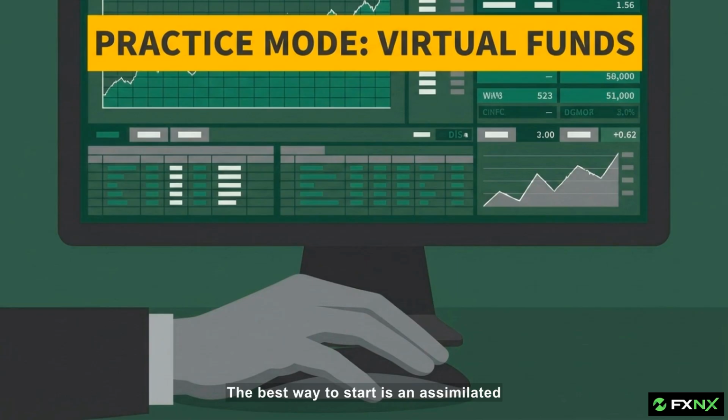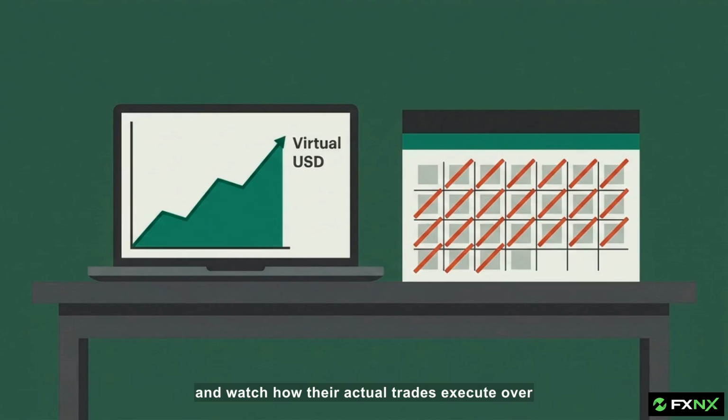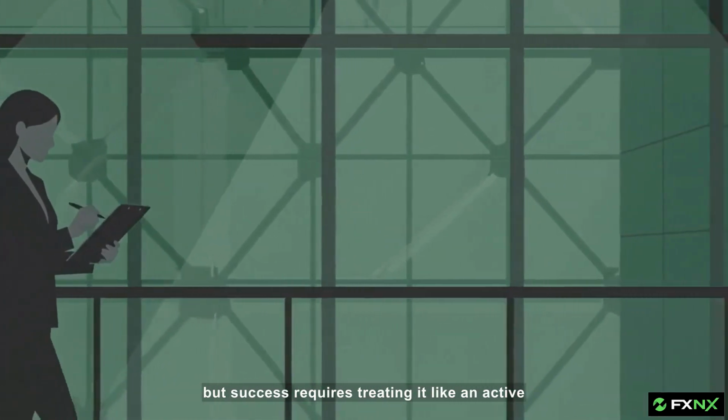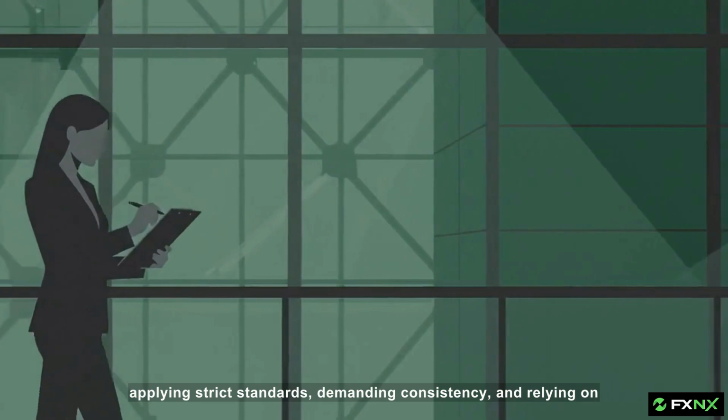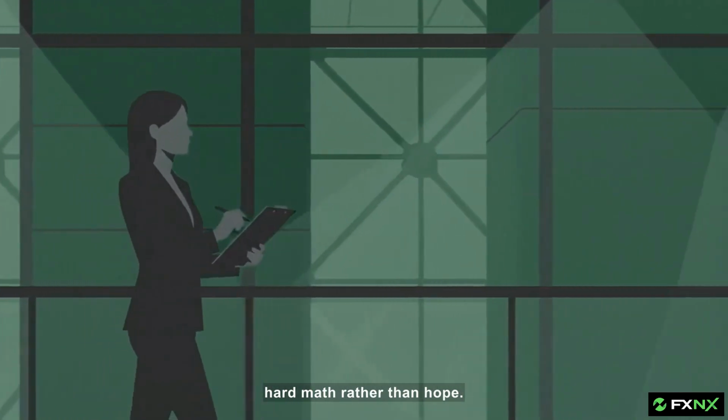The best way to start is in a simulated environment. Open a demo account, apply the risk metrics we discussed to filter for consistent traders, and watch how their actual trades execute over a few weeks without risking a single dollar. Copy trading is a powerful tool for utilizing expert analysis, but success requires treating it like an active audit, applying strict standards, demanding consistency, and relying on hard math rather than hope.